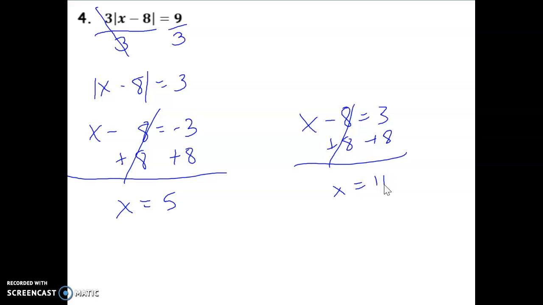Okay, so again, notice I did not get a positive and a negative answer. This time I got two positives, and that's okay. The thing that's positive and negative is here. After I get the absolute value by itself, then I want to split it into two different equations, one with a negative going to the left, one with a positive going to the right.